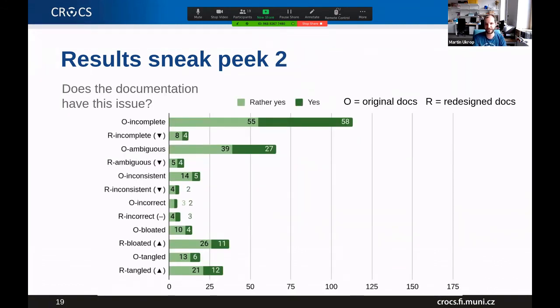As for the second sneak peek, we asked them for both documentations, the original and the redesigned, on a selected list of possible issues, whether they are present or not. The answers were on a scale from no, rather no, yes, and rather yes. These are just the participants saying yes or rather yes to the issues being present.